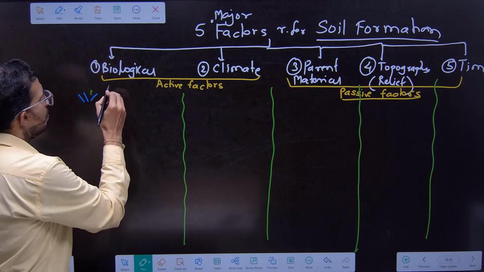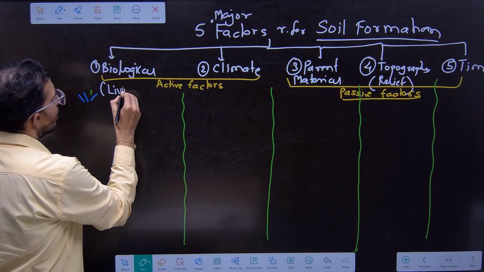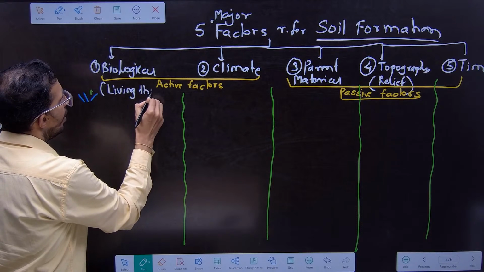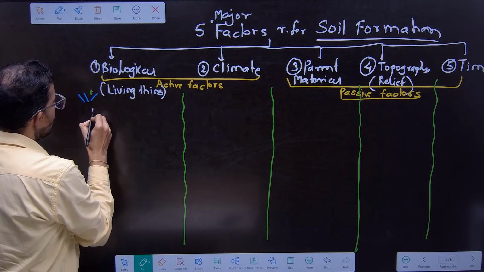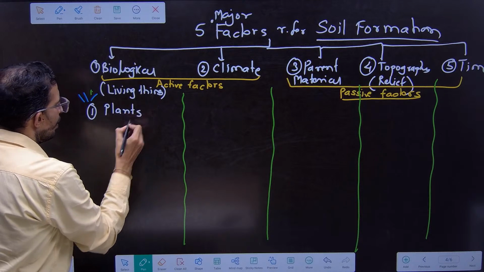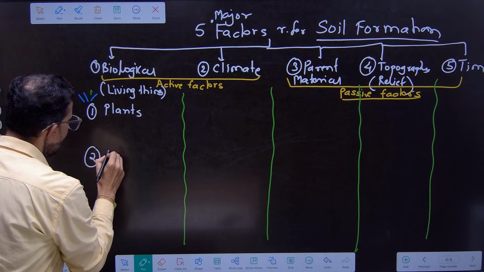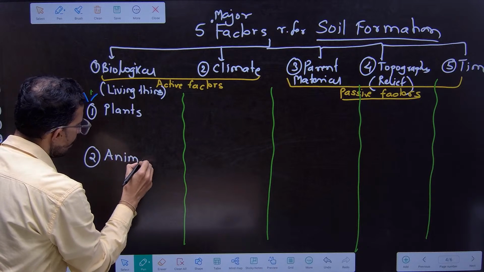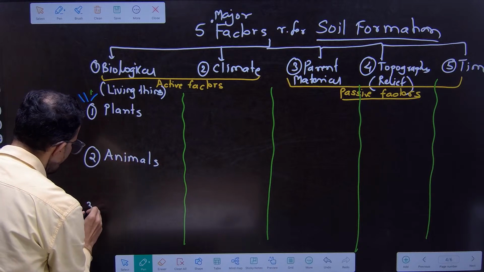Biological factors means the living things. Living things which are seen. The first one is the plants. Second one is the animals. And third one is the microorganisms.